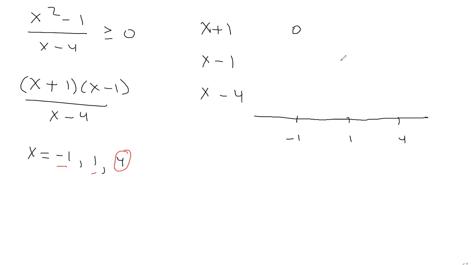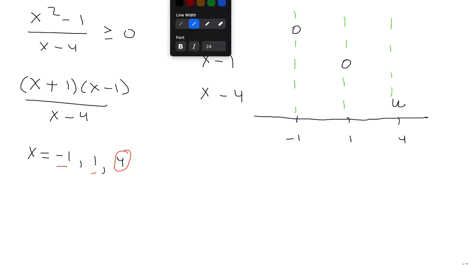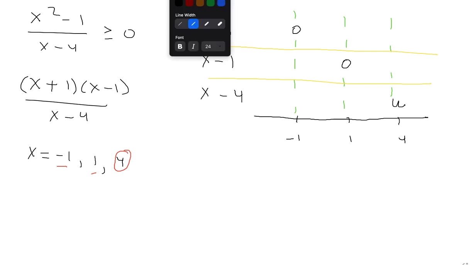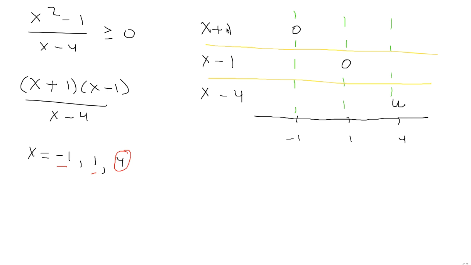So we have a 0 at -1. We have a 0 at 1. And then we have an undefined point at 4. And then let me divide this up so you can kind of see the regions. And then what I'm going to do is check the signs for x plus 1 on each of those 4 regions, check the signs for x minus 1 on each of those 4 regions, and check the signs here. And I say I'm going to check the signs, but I'm not really going to check them. I'll do it a couple of times here so you can see the pattern.